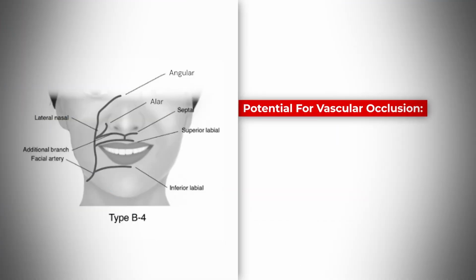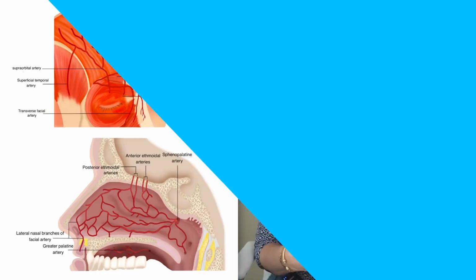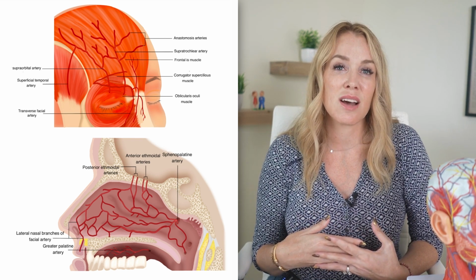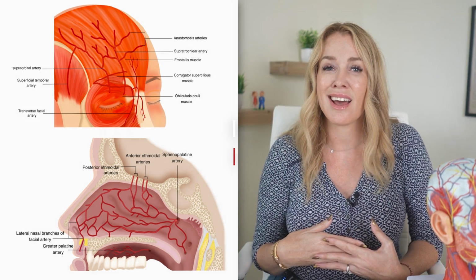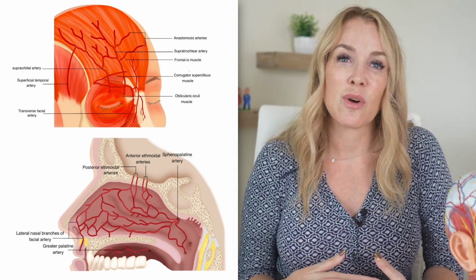Sometimes this branch comes from the superior labial artery. There are lots of anatomical variations that can occur. There's also potential for vascular occlusion lateral to the ala of the nose from an external vessel pressure phenomenon from piriform injections. Another place that can have external pressure phenomenon is the nasal tip and the glabellar region. The nose or glabellar region is an area of rich anastomoses of the internal and external carotid and has highest potential for blindness. But cases are probably underreported, and that number is probably much higher than what we already know.